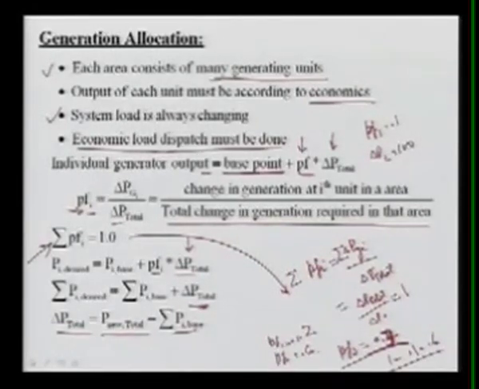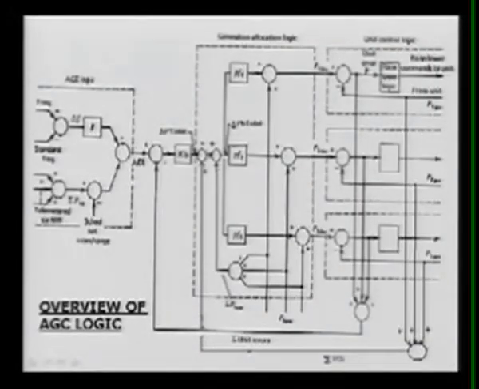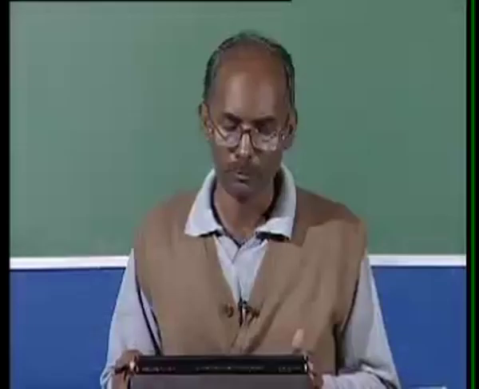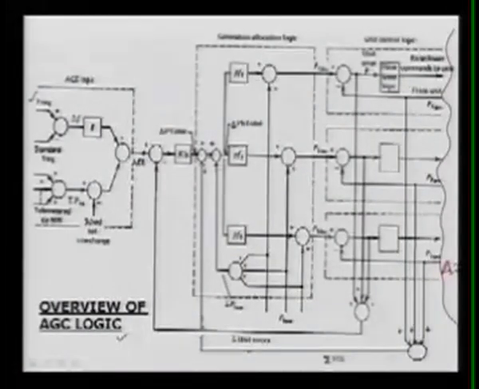Now we can relate this in the overview of AGC logic, which is based on the base point and participation factor method. This figure shows a single area, area 1, and we have some measurements using the telemeter data. We are measuring the system frequency from this area, and also the tie line power from all the tie lines.